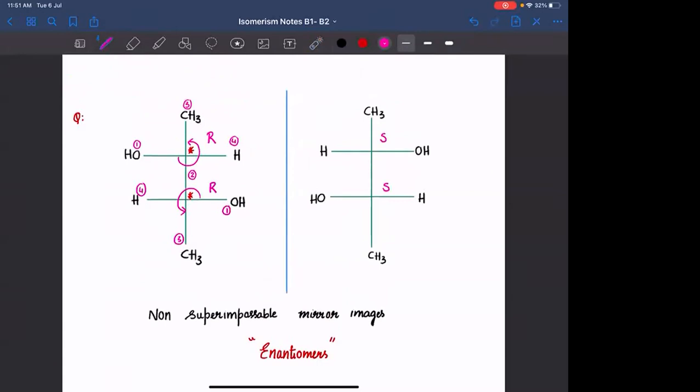It is a mirror image, so check once. This is 1, this is 2, this is 3, this is 4. 1, 2, and 3, you are rotating in the clockwise sense. We expect that to be R, but the lowest priority is not on the horizontal or vertical line, so I am writing the reverse of the configuration, S. Again, this is 1, 2, 3, and 4. I'm rotating it in the clockwise sense. I expect that to be R, but it is going to be S. Clear? So its mirror image has to be S and S. I hope this is clear.